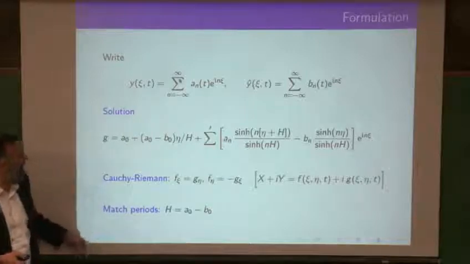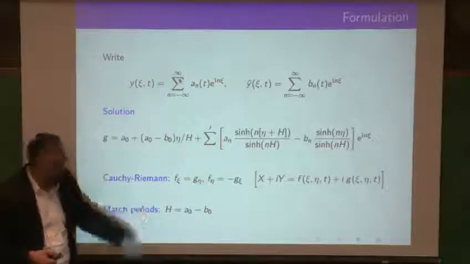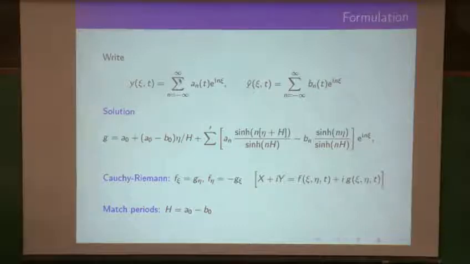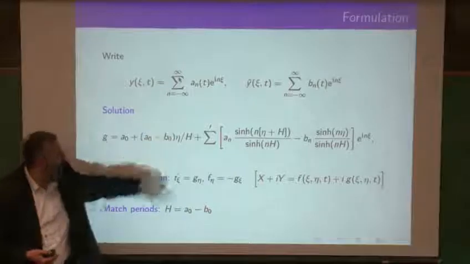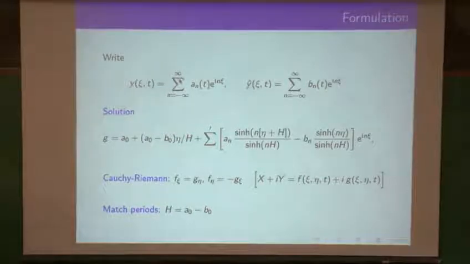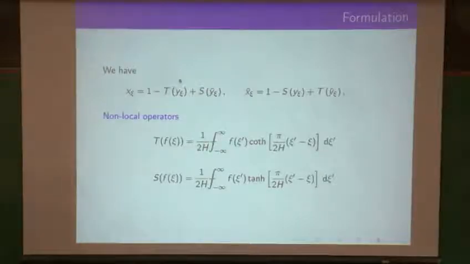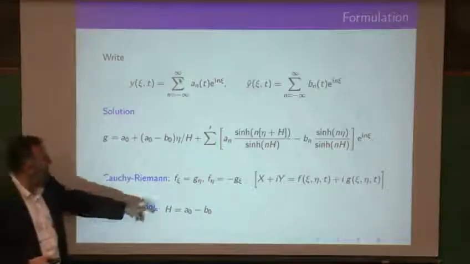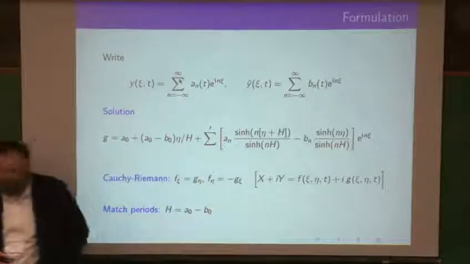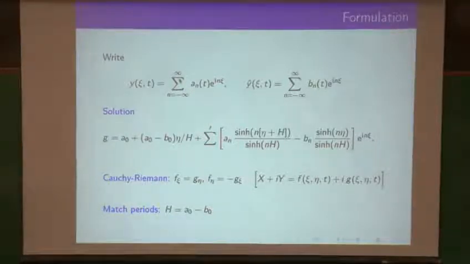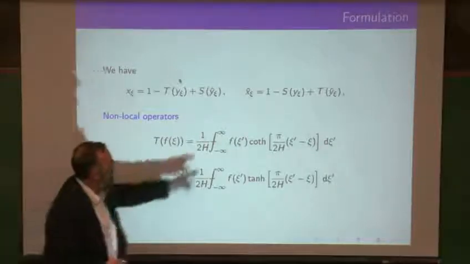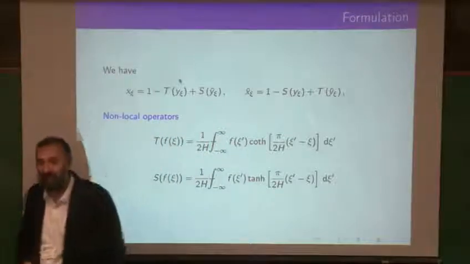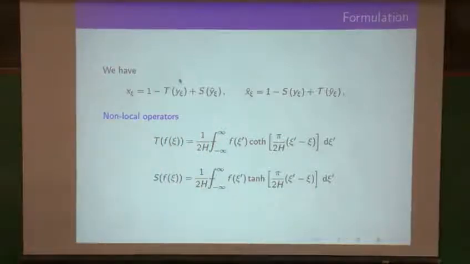And because we'd like to have the same period between the x and the psi in some sense, we're going to ask that whatever h is, that will have to be 1 basically. So that's our solution. A_n and B_n are known. We can, again, using the Cauchy-Riemann equations, remember that X and Y are f and g roughly. Capital X and capital Y are the physical ones. Small x and small x hat are the variables in the conformal plane.